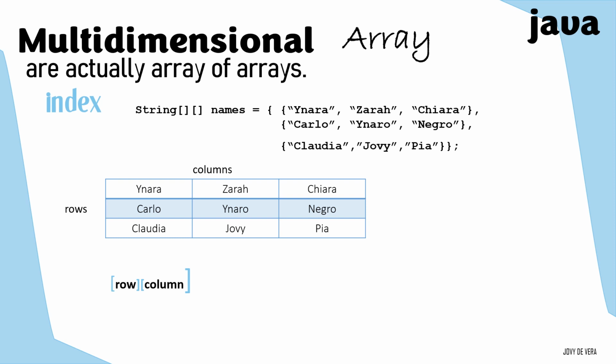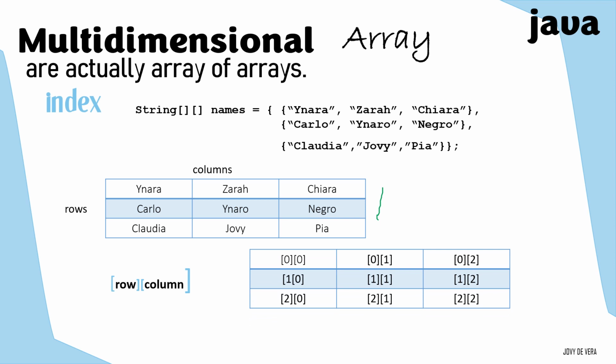Next is the array index. An array index refers to the location of an item in an array. To visualize the index of an array, I created a tabular presentation of the elements in the array so that it would be easier for us to determine the index. The next table displays the index of the array elements. So the first 0 refers to the row, while the second one refers to the column.